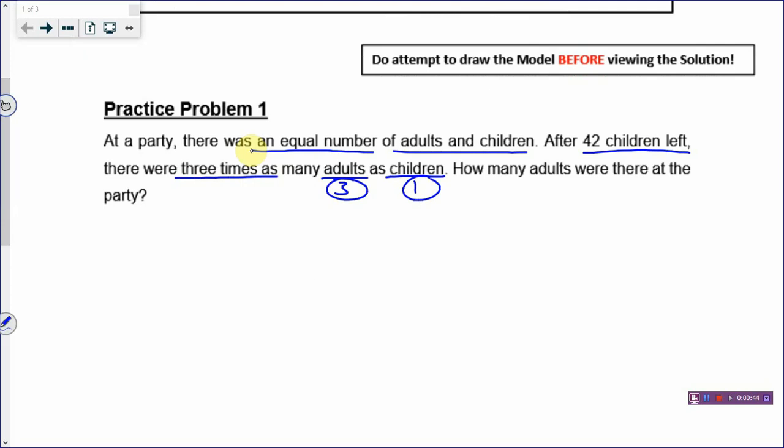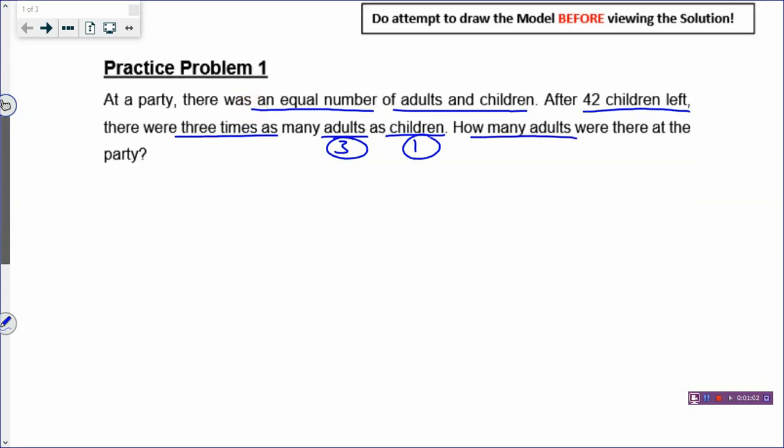If it's a before and after problem, there is a method that replaces model drawing, which is the table method that you will learn in upper primary. But because it's a model drawing lesson, I don't teach the table method at this moment, so we will just focus on the drawing. So how many adults were there at the party? This is a before and after.